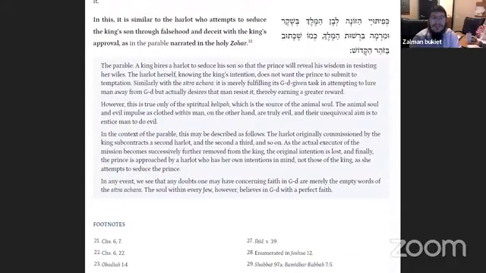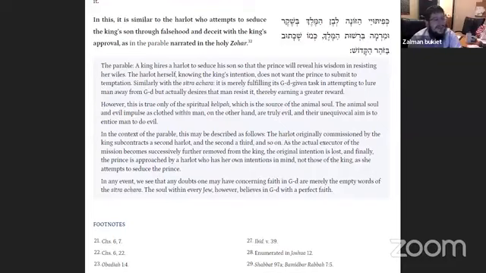Kefituy hazonah levein hamelech. In this it is similar to the harlot who attempts to seduce the king's son, b'sheker umirma b'reshus hamelech, with the king's approval. As the Zohar Hakadosh writes, you can read over here the parable about a king that hires a harlot to seduce his son, so that the prince will reveal his wisdom in resisting her wiles, her advances. The harlot herself, knowing the king's intention, does not want the prince to submit to the temptation.